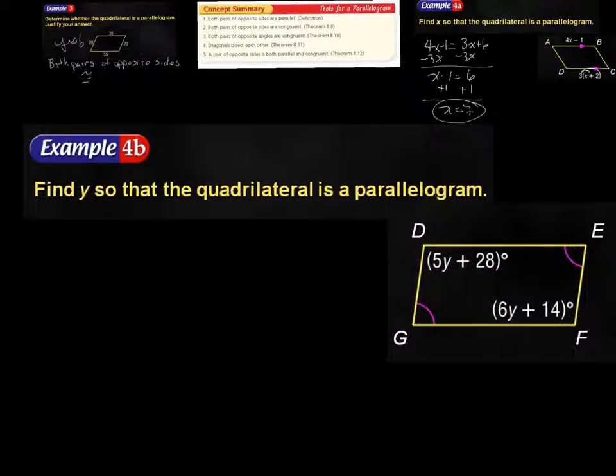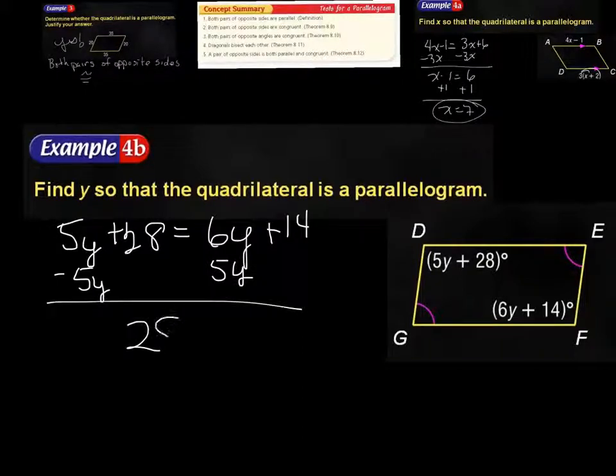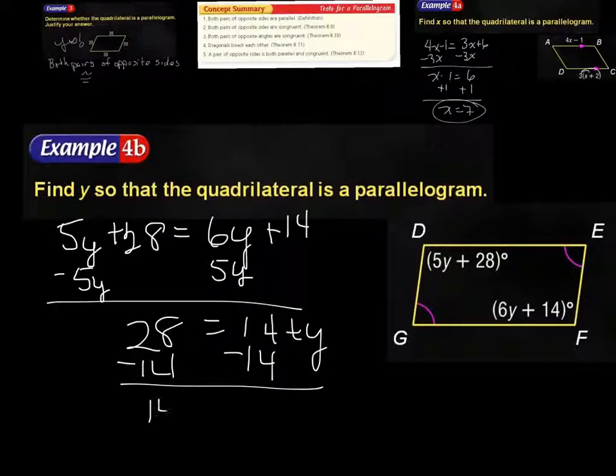Find y so the quadrilateral is a parallelogram. Okay, from Theorem 8-10 we see that both pairs of opposite angles should be congruent. So this time our equation is going to be (5y plus 28) degrees equals (6y plus 14) degrees. The purpose of the parentheses there is just so it's all degrees. So all we have to do is subtract 5y from both sides. So we have 28 equals 14 plus y. I don't know why I moved my 14 for no apparent reason. So 14 equals y would make that a parallelogram.